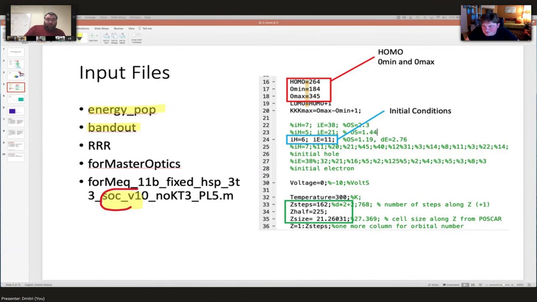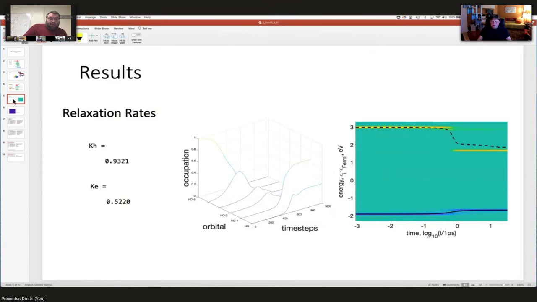If we go to the next slide, we can see some of what we get as an output. We get our relaxation rates, which will pop up when you run MATLAB. In this situation, KH, which is the relaxation of the hole, is 0.93, and KE, which is the relaxation of the electron, is 0.52.